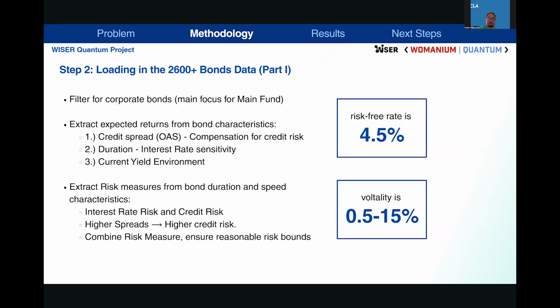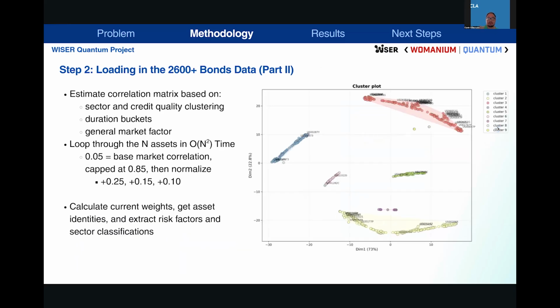We filter for corporate bonds, but our main focus is the main fund because we want to extract the return from the bond characteristics, such as credit spread, duration, and current yield environment. We also want to extract the risk measures because that's one of the constraints in the problem. We also made a cluster plot with 500 assets, which includes 9 clusters of different types. We loop over the n assets and add points based on base market correlation, but we cap it at 0.825 to make sure it balances out.